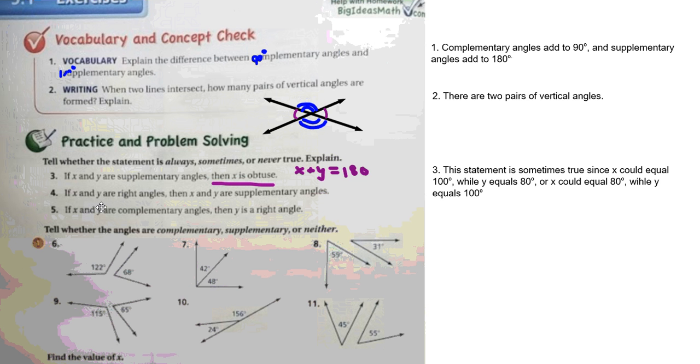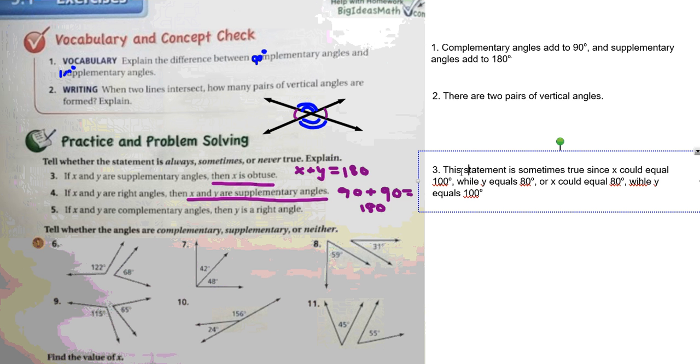All right, number 4, if x and y are right angles, then x and y are supplementary. Well, to be a right angle means that it's 90 degrees. So it says x and y are 90 degrees because they're right angles. Is this always or sometimes or never true that x and y are supplementary if they are both 90? If they are 90 and you add 90 plus 90, you will always get 180. You'll never get anything else. And if you add two angle measures and you get 180 degrees, then they are supplementary. So this one is always true.